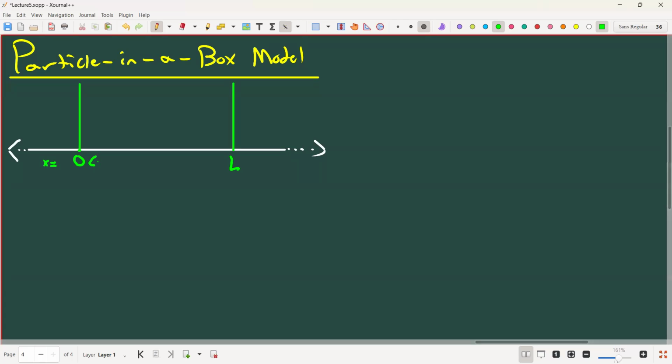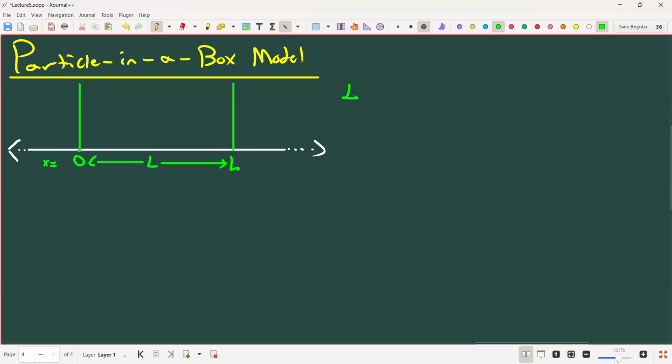which means that the length of this box, of course, is length L. These walls are infinitely high. Now, this is a one-dimensional space. What do I mean by infinitely high? What it basically means is that when it hits the wall, the only thing you can do is reflect. All right, so these are 100% reflective walls. They're infinitely high.